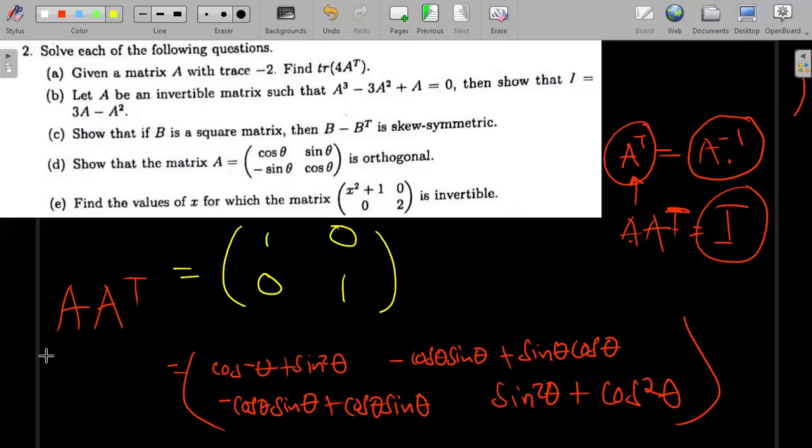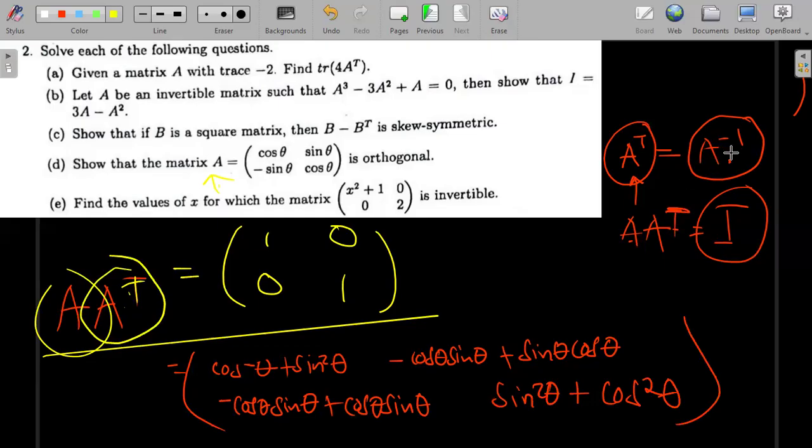Okay, so it means we have shown here that indeed this matrix A is orthogonal, because when we get its transpose and multiply it by A, we find the identity. So it means this transpose is actually equal to what? To the inverse. Sometimes we use this method because it's easier.